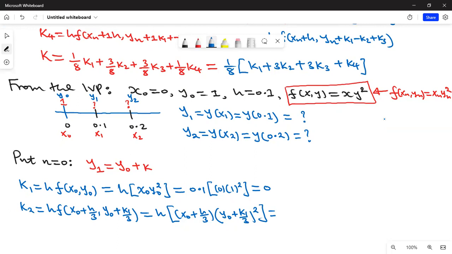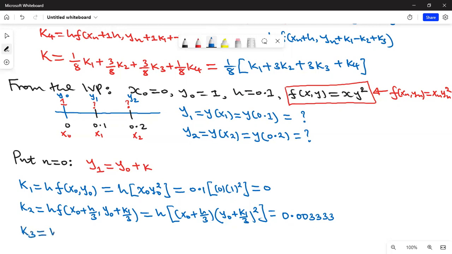That should give you the value of k2 to be 0.003333, correct to 6 decimal places. Next, we compute k3.